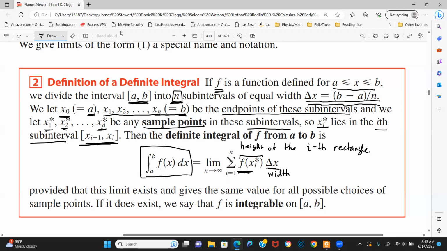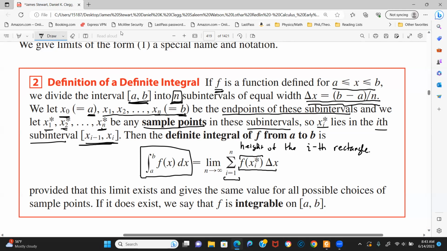And then, once you've found the area of the ith rectangle, you're going to add them all up. So that's what this sigma is. Remember, this sigma is a compact notation meaning you add up all these terms of this form. All the terms that we're adding up are of this form right here, f of xi star times delta x.